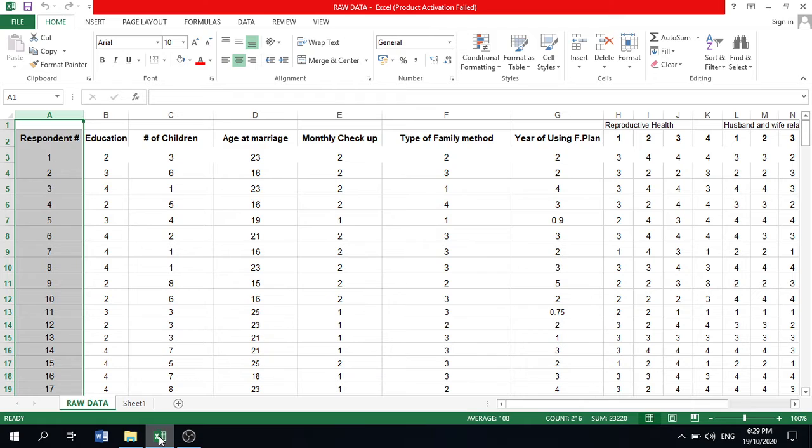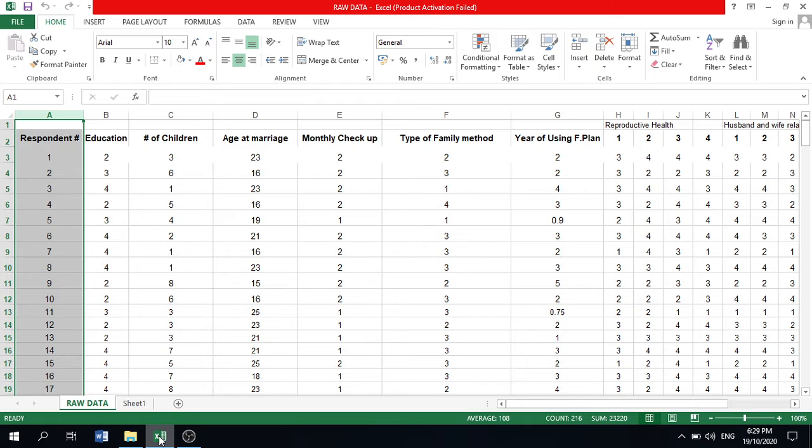Our topic today is about coding. Coding basically merges research and research statistics. Considering that you have done your research, you already made your instrument, what you need to do now is to encode those results in your spreadsheet, for which I'll be using Microsoft Excel.